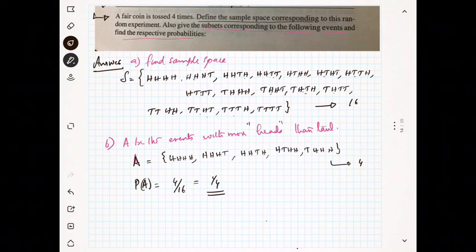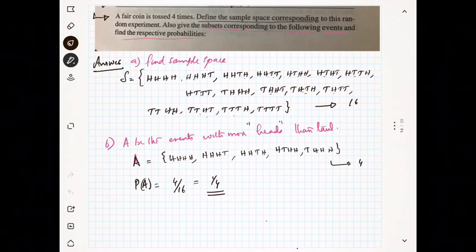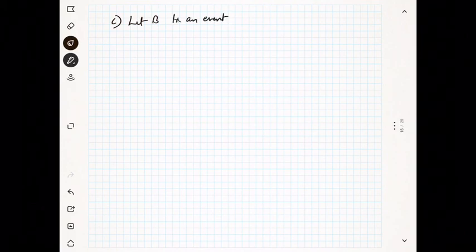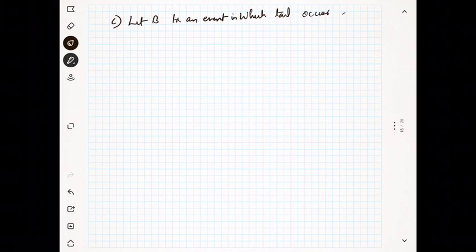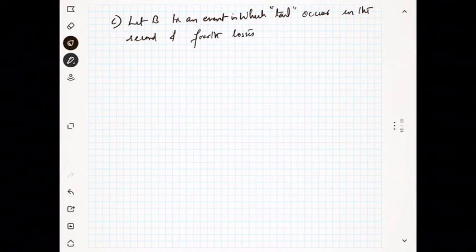Next we will see the third part of the question. Let B be an event in which tail occurs in the second and fourth tosses. That means your tail will be occurring in the second and the fourth tosses.